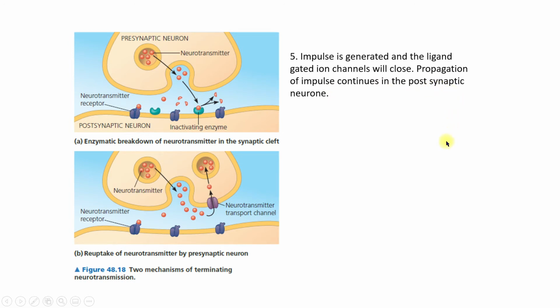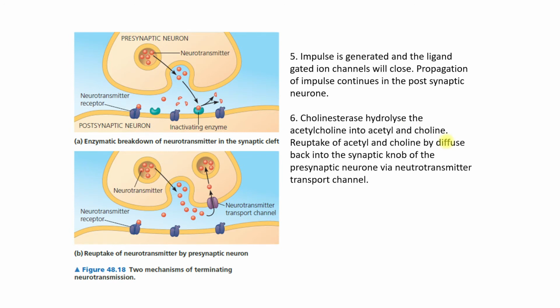Now, what happens to the neurotransmitters in the synaptic cleft, as well as those that are already bound to the ligand-gated ion channel? Cholinesterase is an enzyme. It appears that these enzymes are present in the synaptic cleft. So this cholinesterase will hydrolyze the acetylcholine into acetyl and choline. Now we have many acetyl and choline in the synaptic cleft.